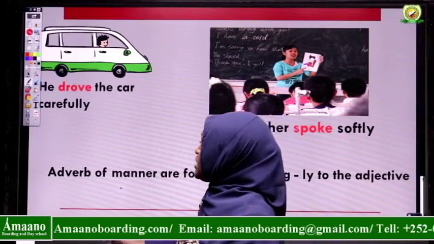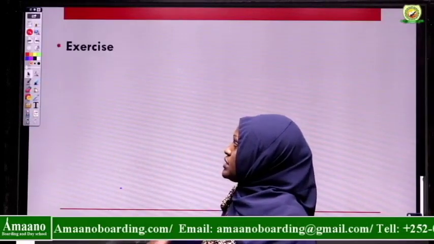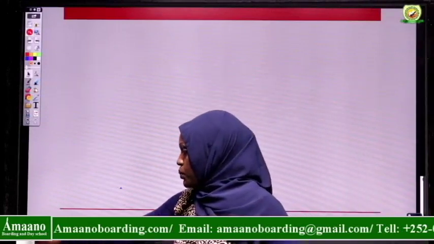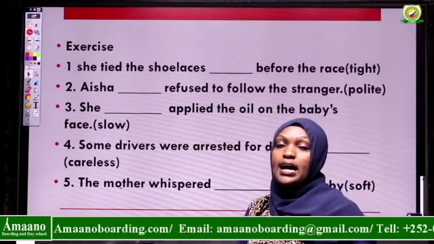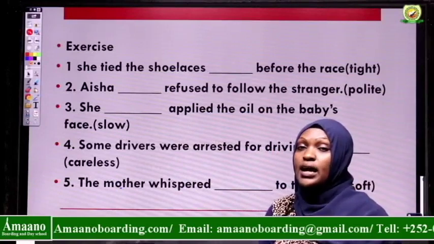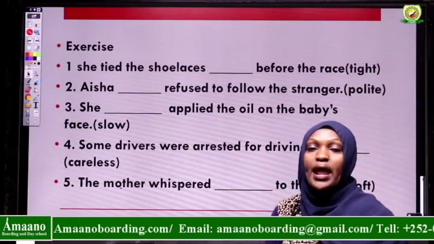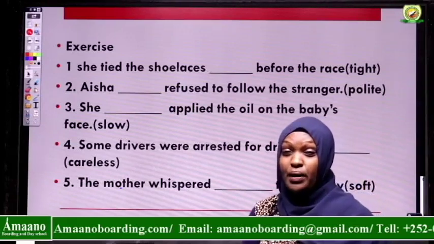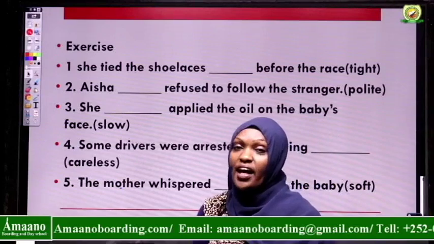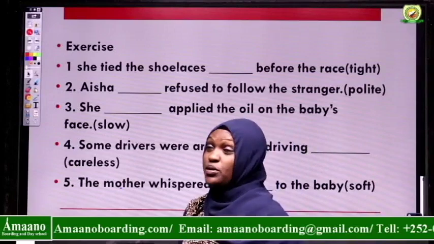Now let's do the exercise together to remind ourselves of what you are doing. Remember, you have said adverbs of manner are used to tell us how an action happened. Adverb of time tells us when something happened. Then remember we said last time, adverbs of place tell us where the action took place. So I have an exercise here. Let's do it together.